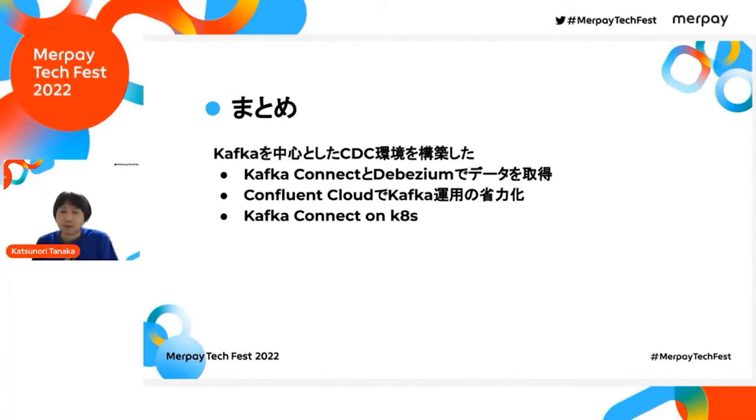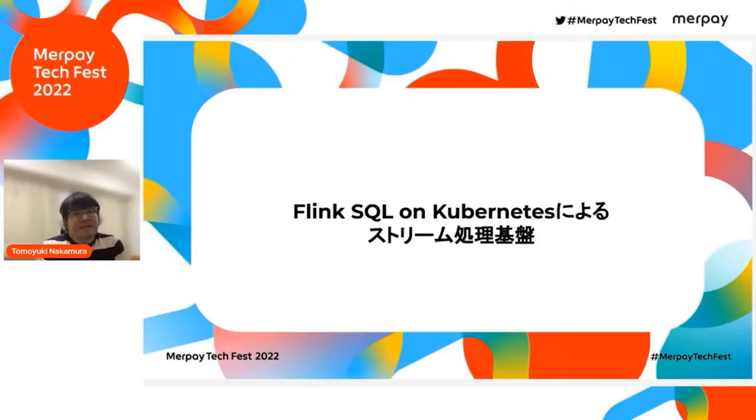I'm Nakamura, a member of the Merpay Data Platform team. I'm an engineer at Merpay using Python and Scala for data processing. The second half of the presentation, titled Stream Processing Infrastructure with Flink SQL on Kubernetes, will introduce how Merpay is building a stream processing infrastructure, using AML's CDC data-based pipeline as an example. First, let's look at AML's data pipeline.